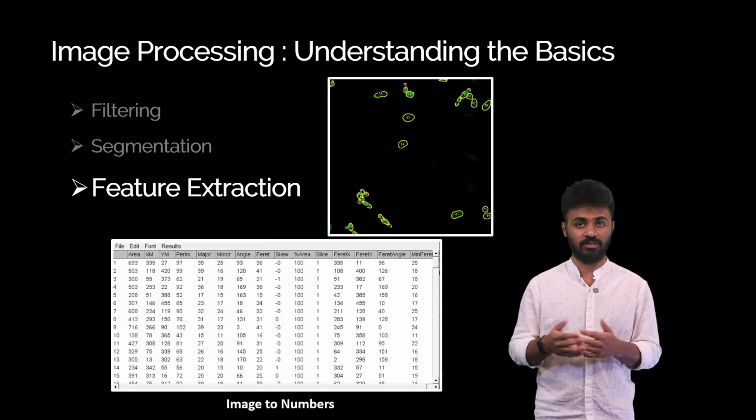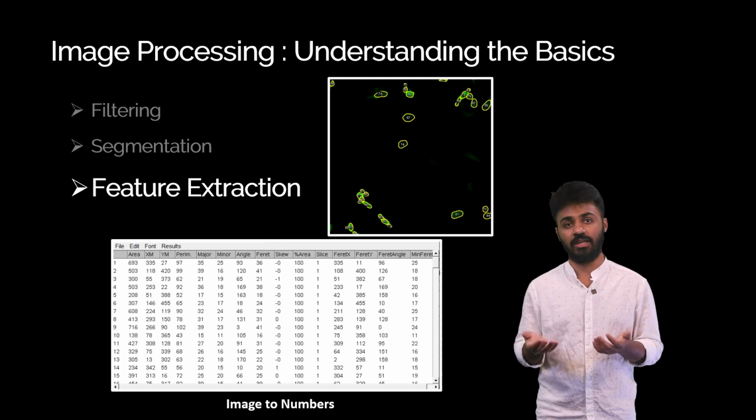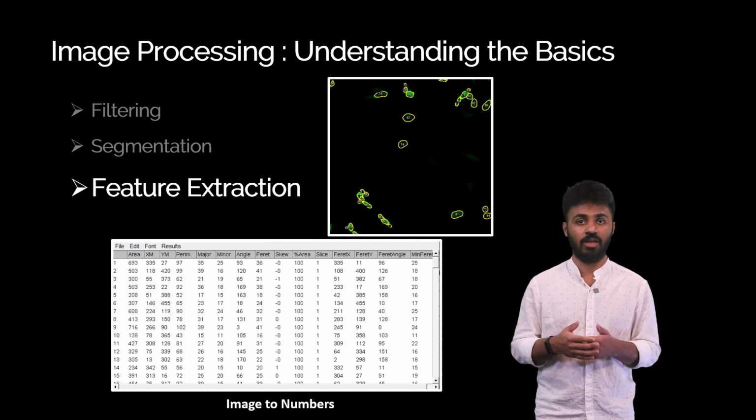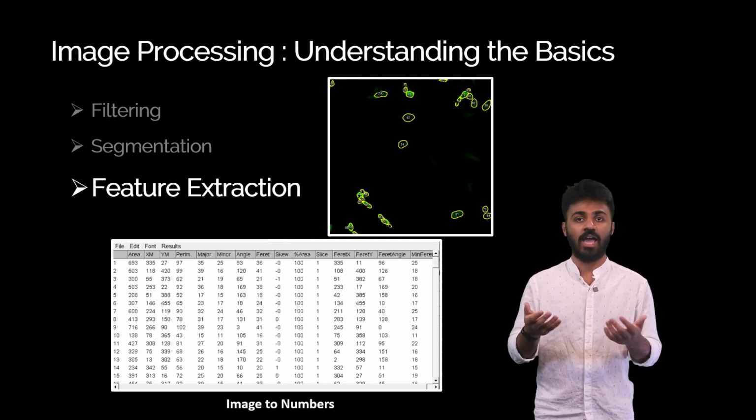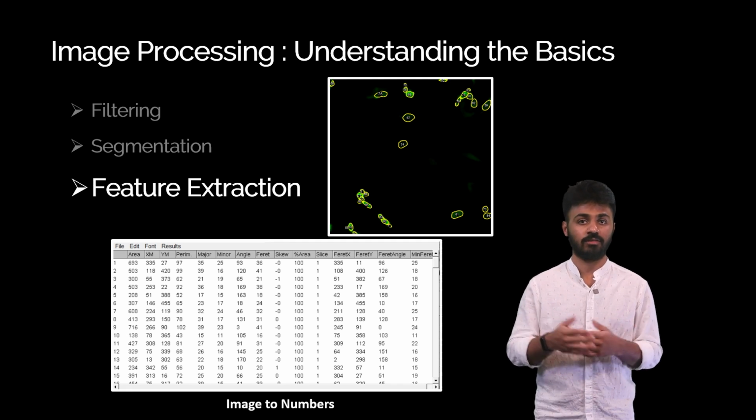Finally, feature extraction is the process of identifying and measuring relevant features or characteristics within an image, which can then be used for further analysis or classification. These features can include shape, texture, intensity, and spatial distribution, among others. There are various techniques used for feature extraction, such as edge detection, texture analysis, and object recognition, among others.